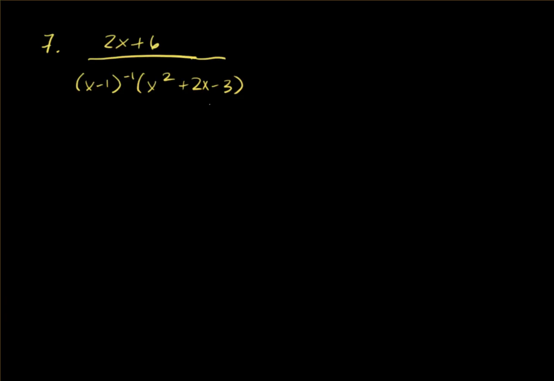So let's go ahead and do number 7. Okay, we have a negative exponent. Automatically off the bat, we're going to move that to a different position so it becomes a positive. We're going to move it up to the numerator.